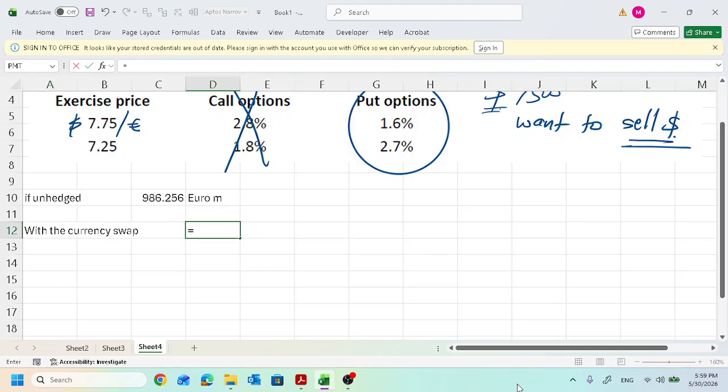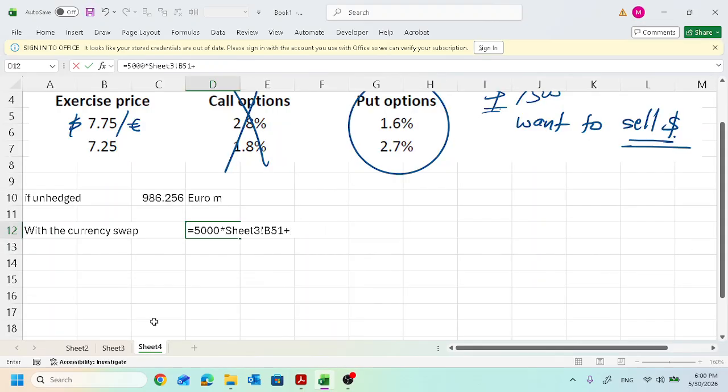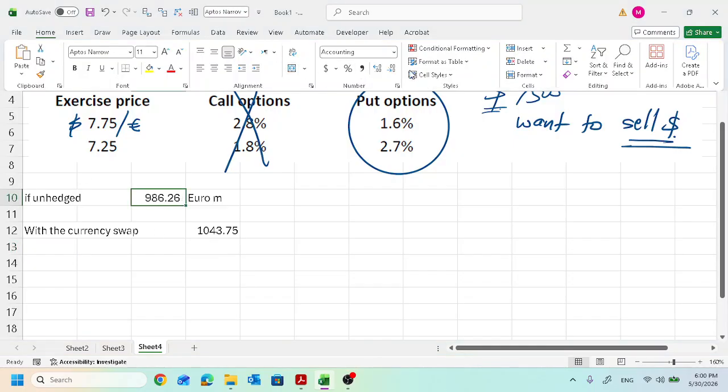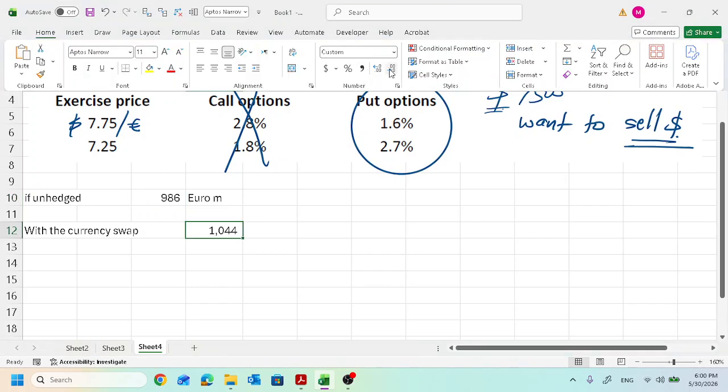how much will you get? I already have written it somewhere. We'll recalculate. 5,000 will be reswapped at the original exchange rate. This is the original exchange rate, plus the balance out of 7,500, 5,000 you have reswapped. The balance at the spot rate, market rate. What is the market rate? This one. So you will get 1043.1575. Let's round it to the whole number. So definitely already we have concluded this. Compared to going unhedged, currency swap looks better.